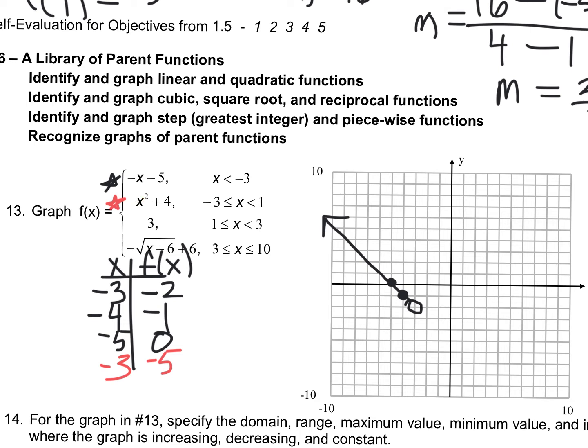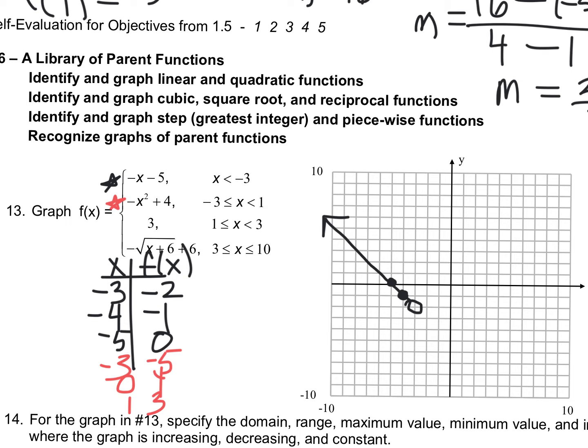So if I plug in 0, I get a positive 4. So let's graph those 2 points. Oh, how about I'm going to do the 1, and then we'll go ahead and graph. If I plug 1 in, I get 1 squared, which is 1. But I have that negative out front. So I have negative 1 plus 4 is 3. And that's going to be an open circle.